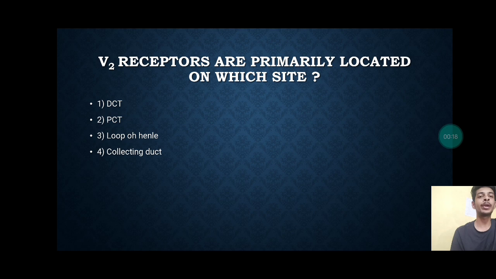V2 receptors are primarily located on which site? Options are DCT, PCT, loop of Henle and collecting duct. The answer is collecting duct.